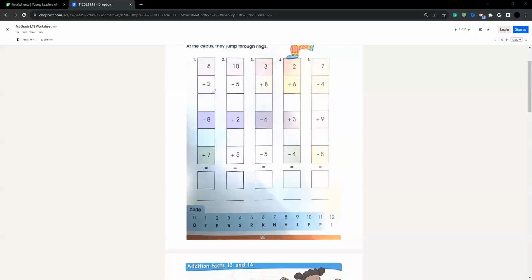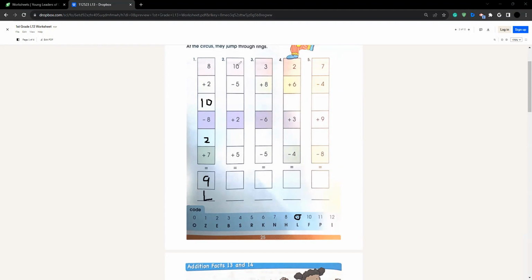It says 8 plus 2. We know 8 plus 2 is 10. And 10 minus 8 is what? 2? Yes. Then 2 plus 7 is going to be 9. So we look on the code, it says 9, and that's L.